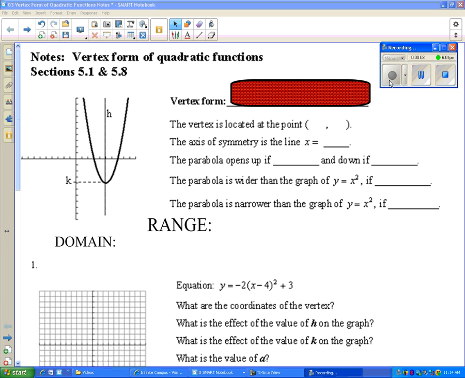So this is day 2 of Unit 3. We're looking at Chapter 5, Sections 1 and 8. We're throwing a couple of ideas together. So let's talk about what this is.